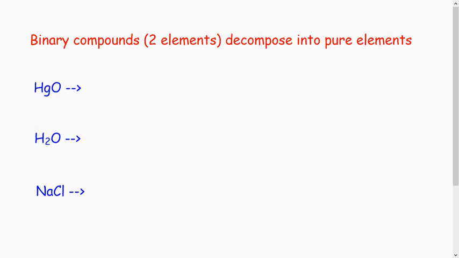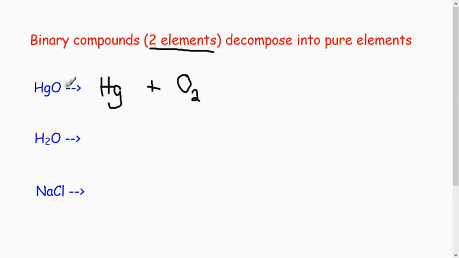The fourth type of decomposition reaction is for binary compounds. Binary compounds are compounds that contain only 2 elements. If there are only 2 elements, the only thing that these can do is decompose into the pure elements. So it's going to break down into each individual element. So mercury with oxygen will break into mercury and oxygen. And the only thing we need to check for is diatomics. Mercury is not a diatomic, however oxygen is. So the oxygen needs a subscript of 2.